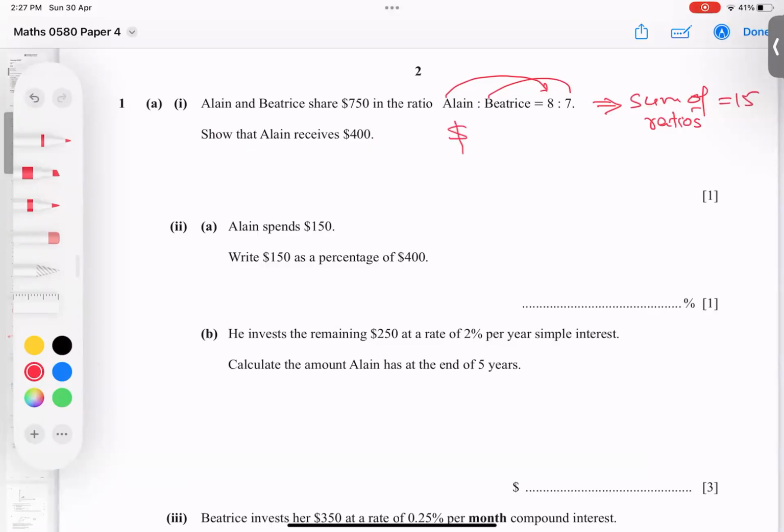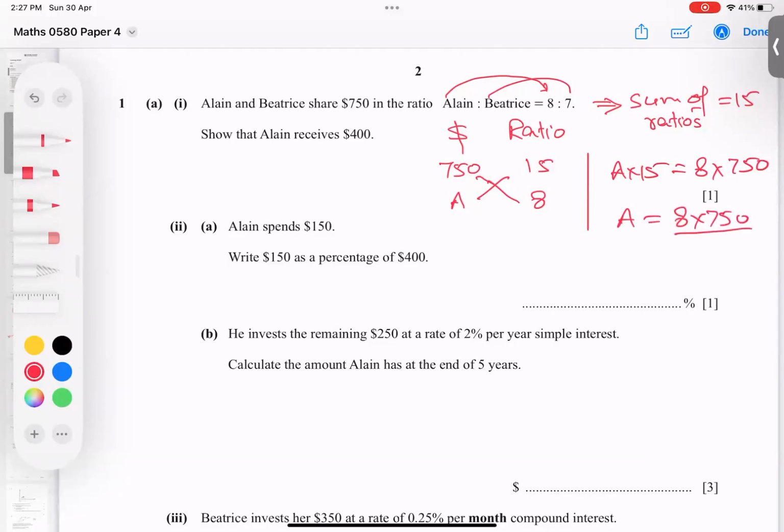So write the dollar sign and write ratio, two titles, and keep the total money and total ratio in front of each other: $750 and 15. I'm looking for A, and A's ratio is 8. If I'm looking for B's amount, I will write 7 here. I hope you got the point. Multiply these: A times 15 equals 8 times 750, and this 15 will divide. This is the way to find the answer: 8 times 750 divided by 15.